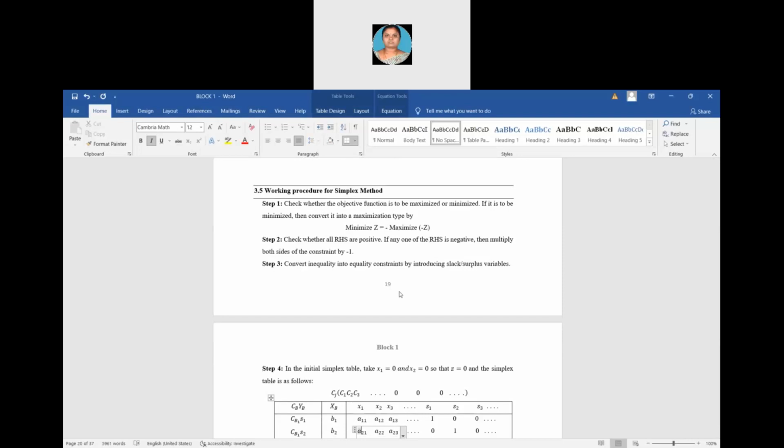That is, we are having the constraint as greater than or less than format, so you have to convert it in terms of equality type.